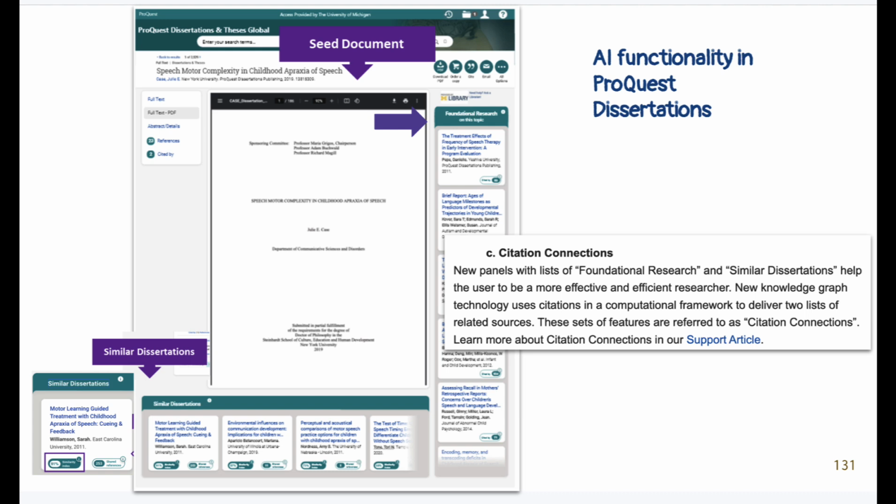But in this case right now, if you look at the AI functionality, which you can enable in ProQuest Dissertations, you see the seed document, the document that you found. Then along the right column, you see related research. You see seminal research and similar dissertations, and you're getting leads that are really helpful if you're serious about research. It is finding the citation connections, so you almost have a family tree for any dissertation that you pull up.